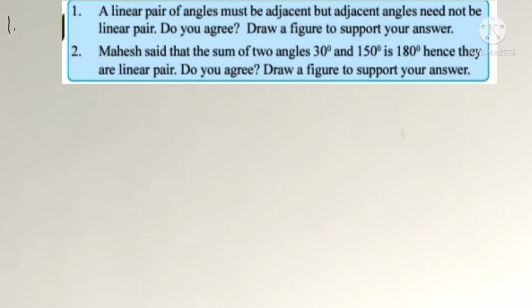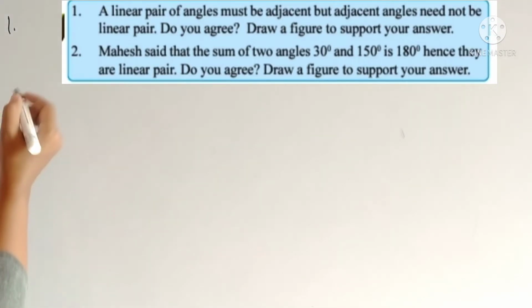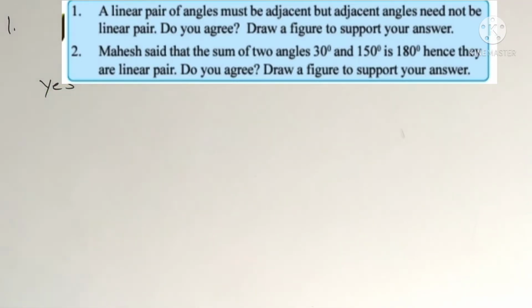Now let's explore. A linear pair of angles must be adjacent, but adjacent angles need not be a linear pair. Do you agree? Draw a figure to support your answer. So here the problem is that linear pair of angles must definitely be adjacent, but adjacent angles need not be linear pairs. Do you agree? Yes. So all linear pair angles must be adjacent.